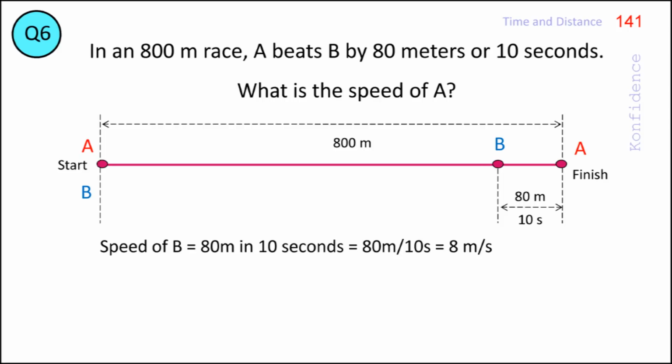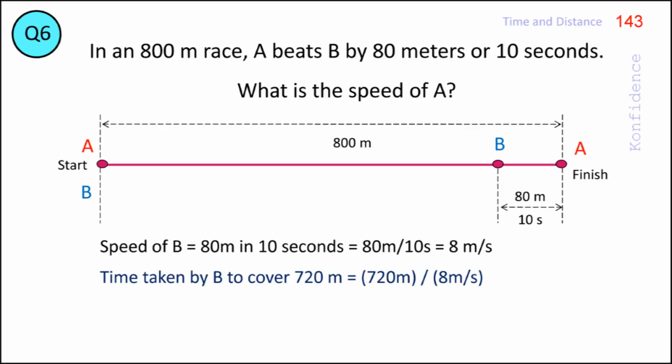How can you find the exact value? Look at the illustration once again. We can see that in the time in which A runs the full distance of 800 meters, B runs only 720 meters. That is 800 minus 80. Time taken by B to run the 720 meters can be found out easily. It is given by time equals distance by speed, or 720 meters by 8 meter per second, which will be 90 seconds.